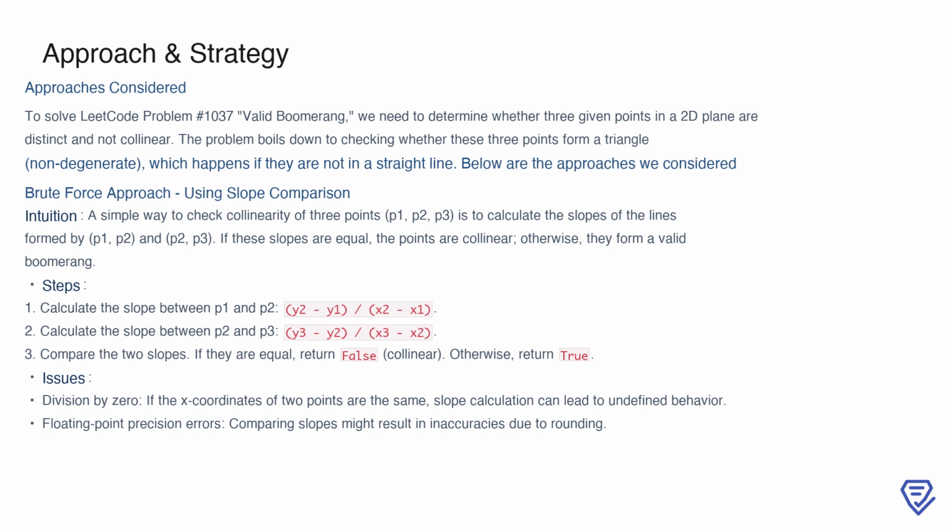However, this method has some drawbacks. First, there's a risk of division by 0 if 2 points have the same x-coordinate. Additionally, floating point precision errors can arise when comparing slopes, leading to inaccurate results. These limitations make this brute force approach less reliable in practice, even though it's conceptually straightforward.